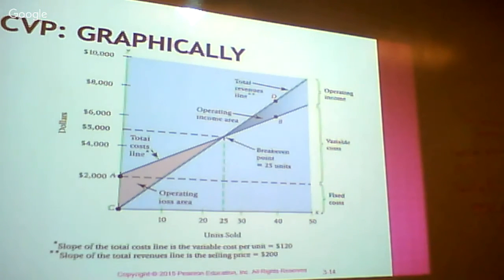Now, how did they get the 25, my break even with 25? They're saying my variable costs are 120 and the selling price is 200. So we determined what? 10,000 divided by 80. I'm not sure. I have to look at that one. All right. So the goal is to be to the right of the break-even point, right?